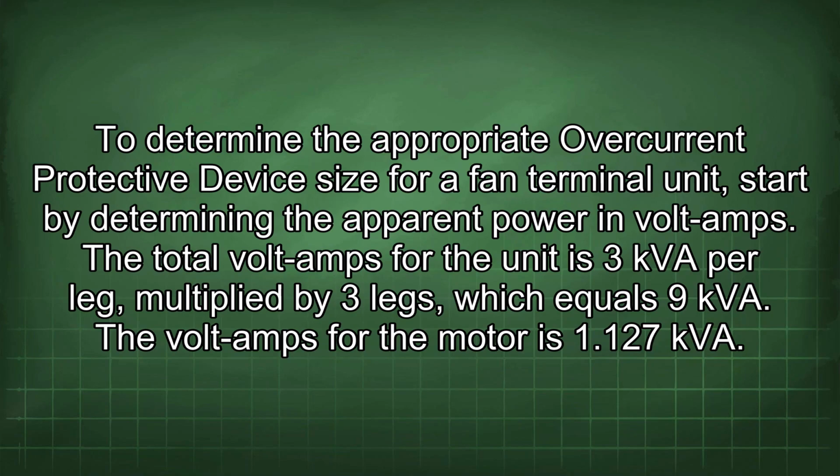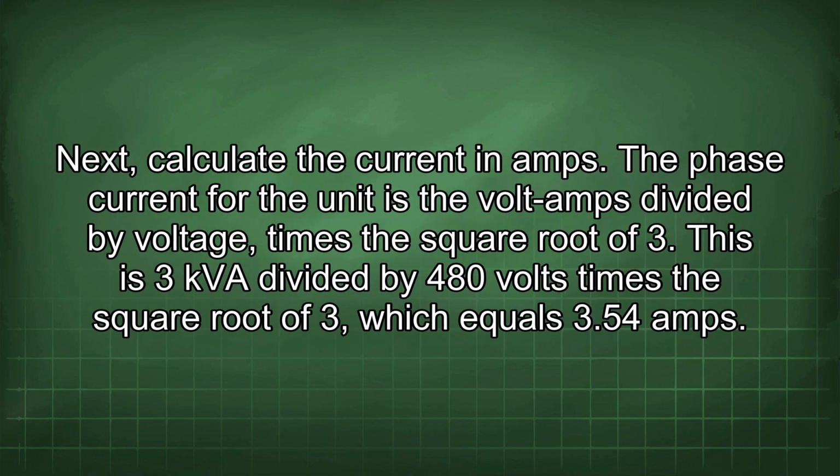To determine the appropriate overcurrent protective device size for a fan terminal unit, start by determining the apparent power in volt amps. The total volt amps for the unit is 3 kVA per leg, multiplied by 3 legs, which equals 9 kVA. The volt amps for the motor is 1.127 kVA. Next, calculate the current in amps.